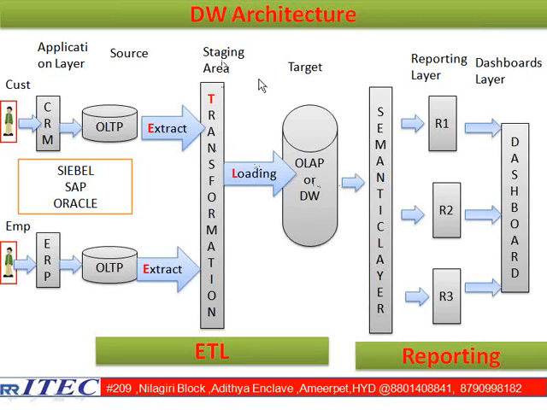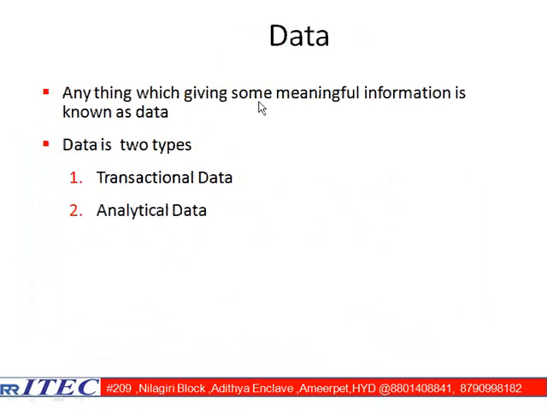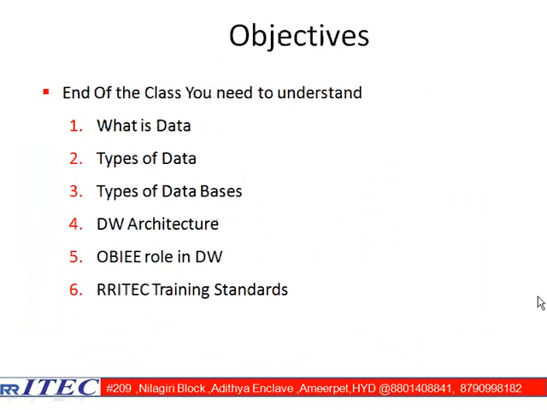Let us go for the next one, data warehousing architecture. We have already completed three points in our agenda. First point is what, sir? What is data? Anything which is giving some meaningful information is called data. Types of data: we have two types, one is transactional data, second is analytical data. Types of databases: we have two types, one is OLTP, second is OLAP.